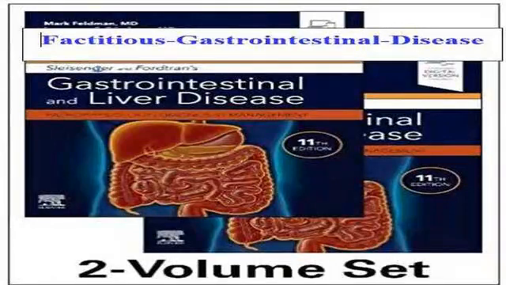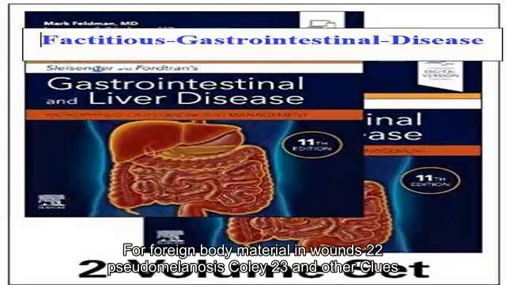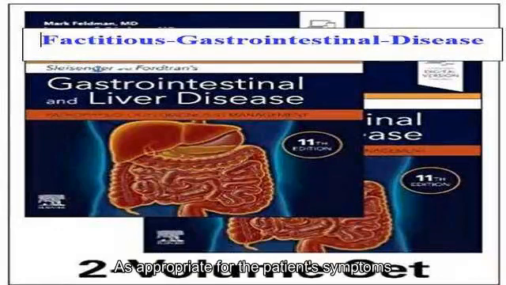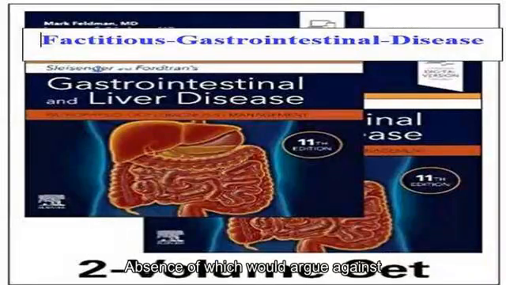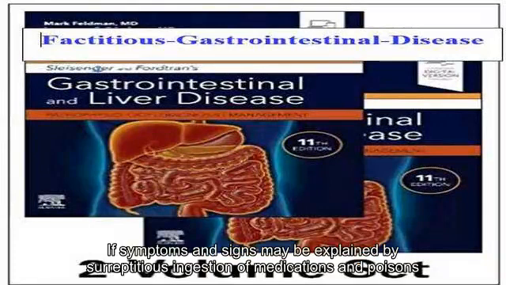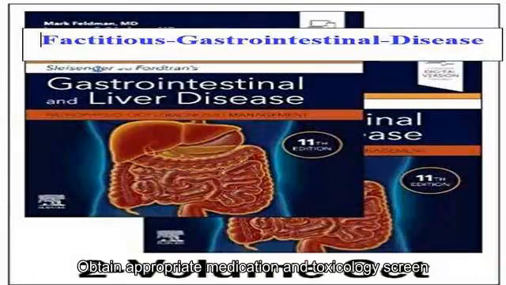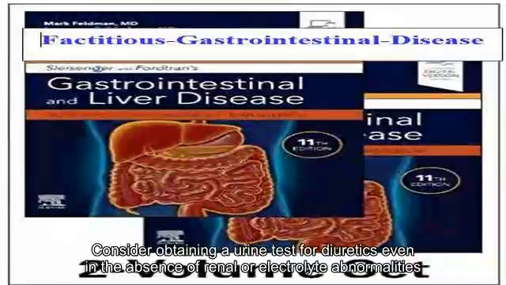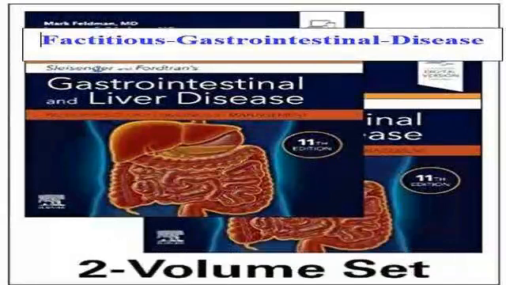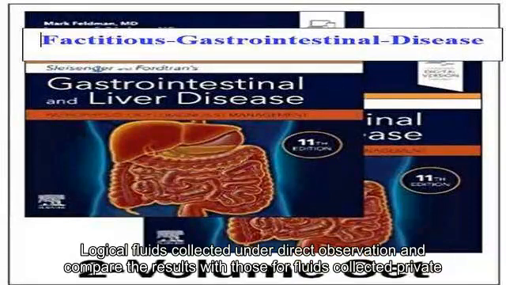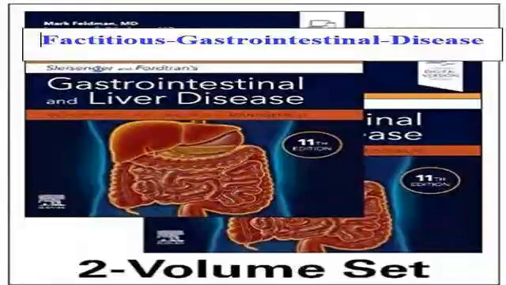Review previous biopsy slides to look for foreign body material in wounds, 22 pseudomelanosis coli, 23 and other clues, as appropriate for the patient's symptoms. Obtain a psychiatric evaluation to help determine whether the patient has a personality disorder or psychiatric disease, absence of which would argue against factitious disease. If symptoms and signs may be explained by surreptitious ingestion of medications and poisons, obtain appropriate medication and toxicology screens. Consider obtaining a urine test for diuretics even in the absence of renal or electrolyte abnormalities. Evaluate the results of such screens in light of the sensitivity and specificity of the tests used. Test biological fluids collected under direct observation and compare the results with those for fluids collected privately by the patient.